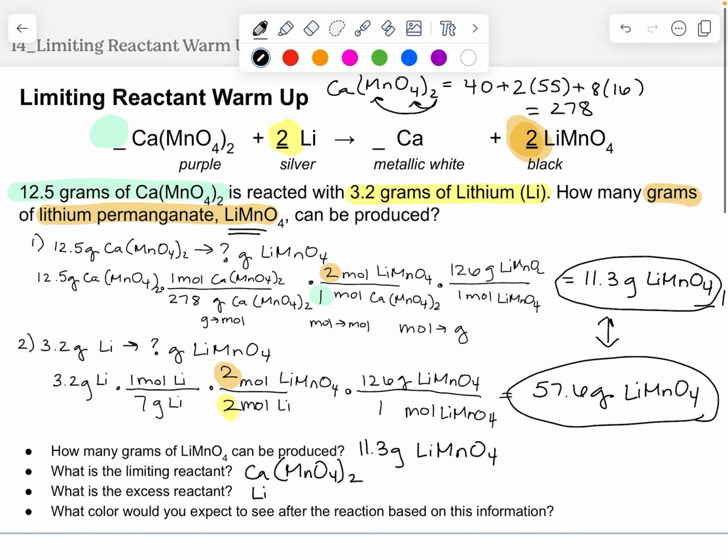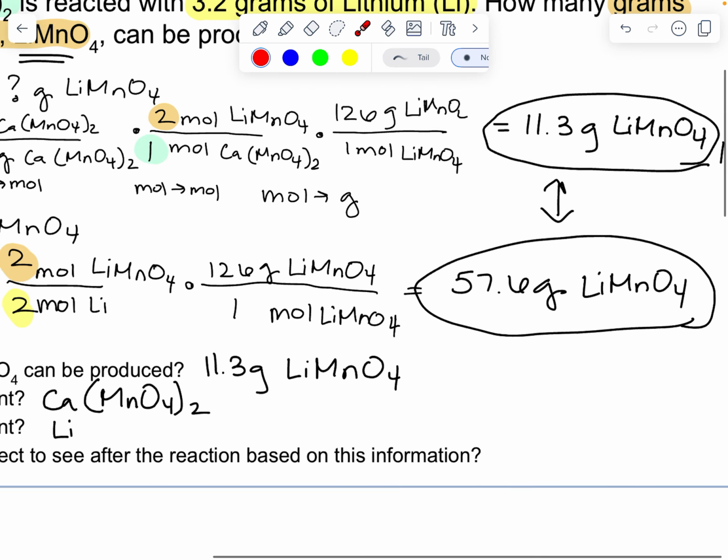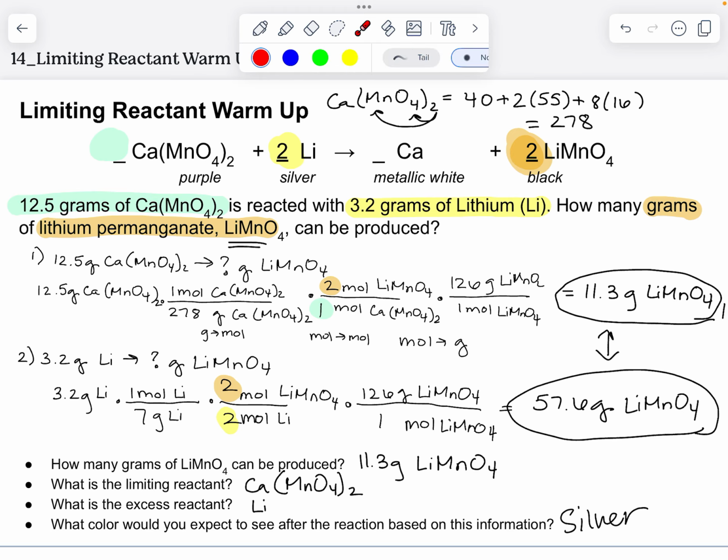And as we look at this last question, what color would you expect to see after the reaction based on this information? We would expect to see some product form. We would see metallic white, and we might see black, or we would see black. But if we have limiting and excess reactants, I have lithium left over. So that means I would expect to still see lithium in my beaker. So I would still expect to see silver in my beaker that hadn't been used up. If my numbers had flipped, and if my number for lithium was smaller, making lithium my limiting reactant, that would make calcium permanganate our excess, so we would still be able to see purple.